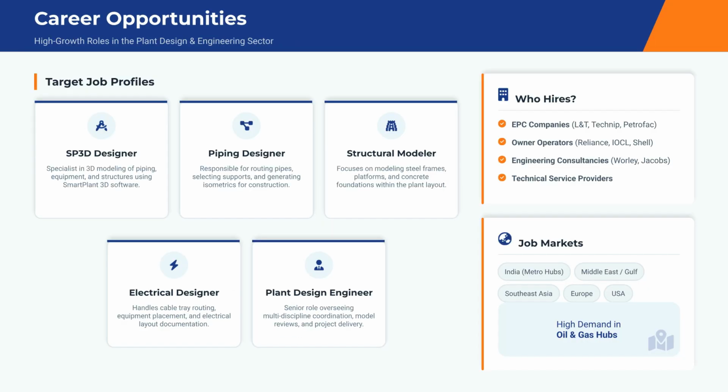The SP3D Master Course opens doors to high-growth career opportunities. Target job profiles include SP3D designer, piping designer, and plant design engineer. Demand is high in major EPC companies and oil and gas hubs worldwide.